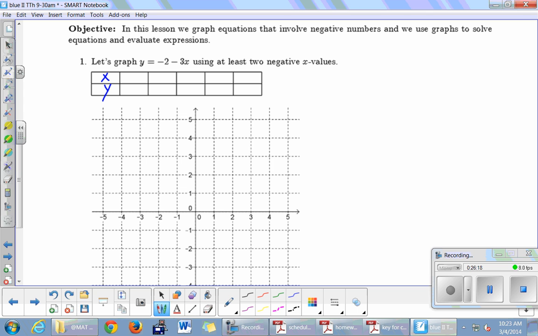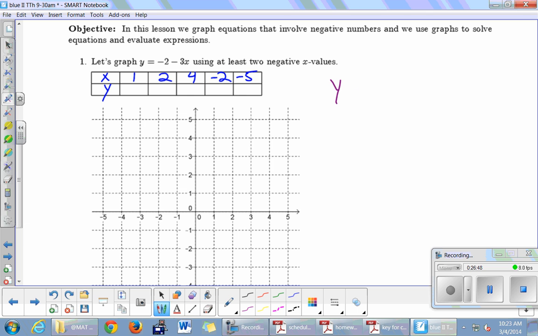Now we're going to pick a few positive values of x. For example, I can pick x equals 1, x equals 2, and x equals 4, just making up some positive numbers. But now for the first time, we're going to throw some negative values of x into this table. Can somebody give me two negative numbers to plug in? -2 and -5. So let's fill this table in.